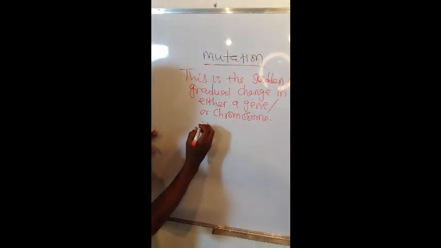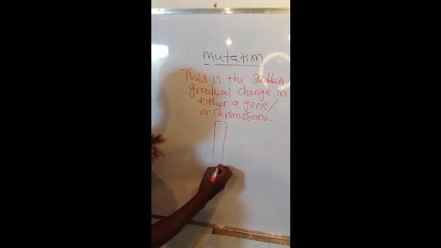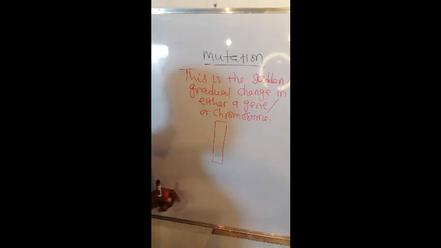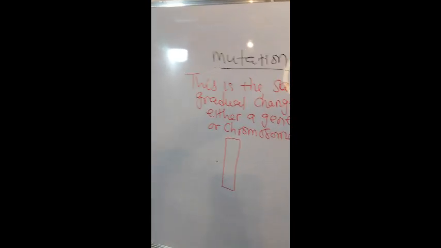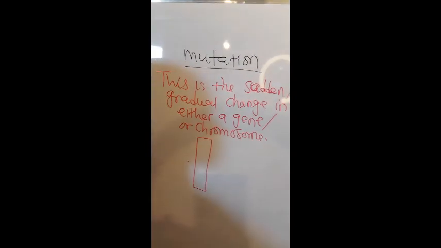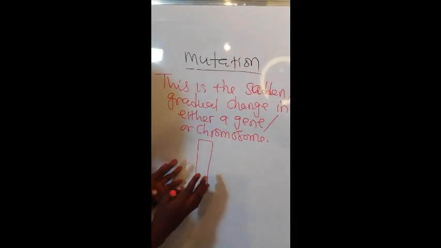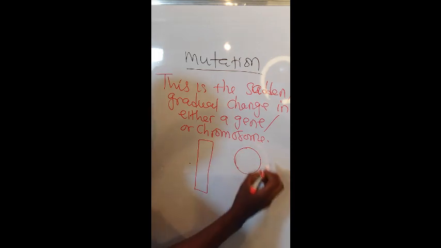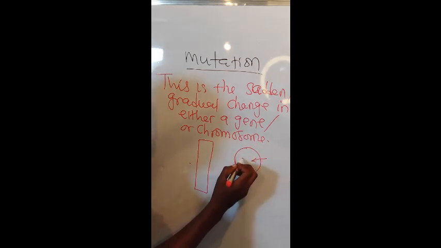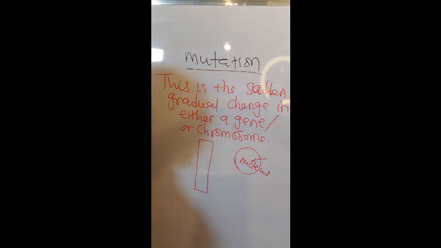So now, for example, if this is a chromosome, let's imagine that this is a chromosome. This chromosome is found within a cell and within a nucleus. We understand the structure of a cell. A cell has the nucleus, and within the nucleus we are able to find this piece of thread-like structure, which we are calling a chromosome.